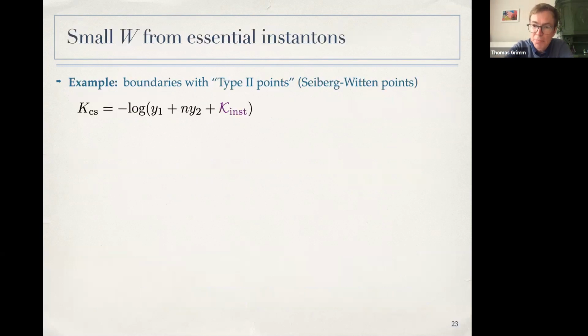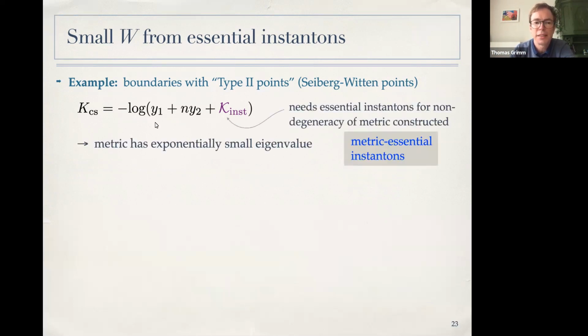That's exactly what happens in these type 2 points, in the example which I showed you on the slide, in these Seiberg-Witten points. Consider the scalar potential, which you get by just plugging in the periods which I showed you before, and it has an instanton correction. You see immediately that if you compute the metric from the polynomial piece alone, it is just singular. The Kähler metric would be singular. So these exponential corrections are needed, and therefore we call them metric essential. They are needed to ensure the non-degeneracy of the metric.